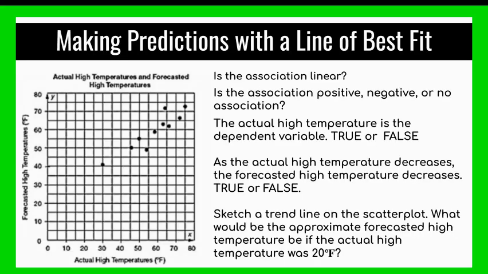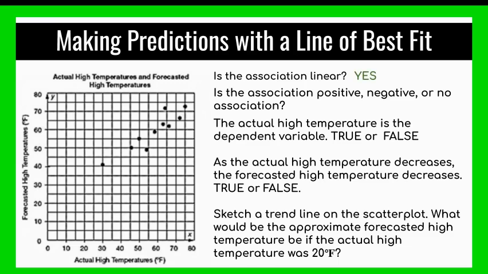So making predictions, we have this graph. It's the actual high temperatures and the forecasted high temperatures. And we're going to ask ourselves, is the association linear? And then we're going to make predictions using a line of best fit. So is the association linear?